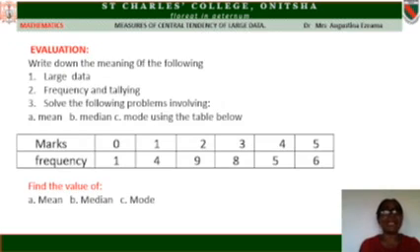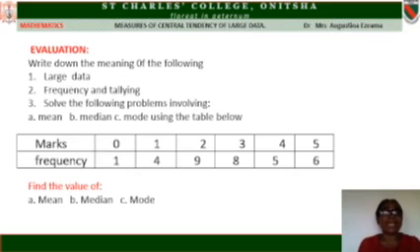Let us look at the evaluation of the lesson. Write down the meaning of the following. 1, the meaning of large data. 2, the meaning of frequency. 3, the meaning of tally. Then solve the following problems involving A mean, B median, C mode, using the table below. You are going to use one table to find mean, median, mode.